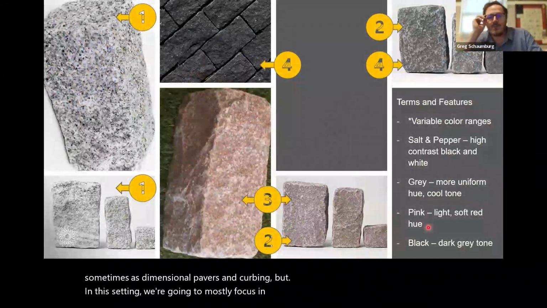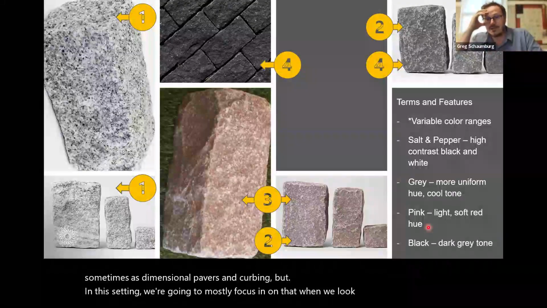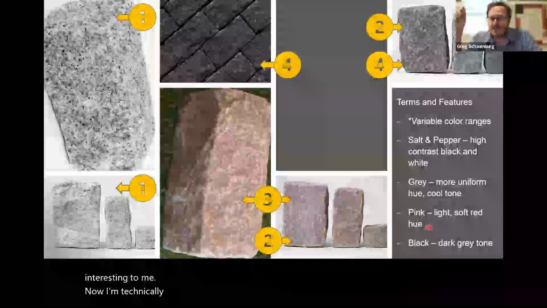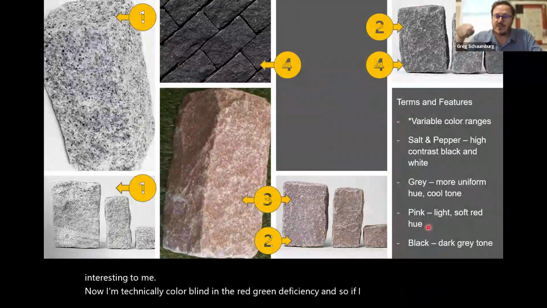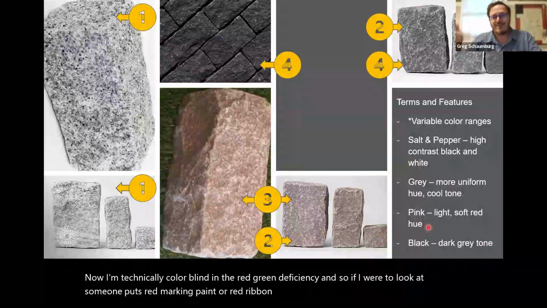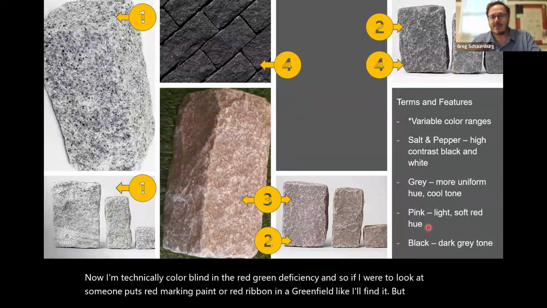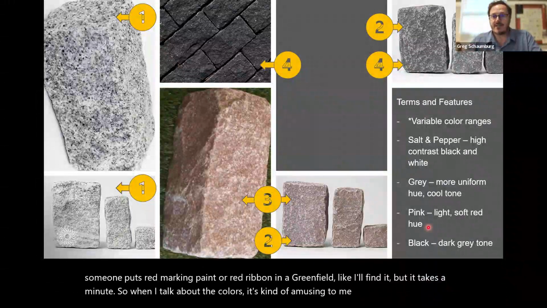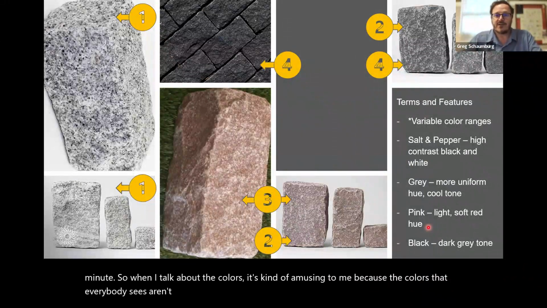When we look at color ranges, it's interesting to me. Now, I'm technically colorblind, with a red-green deficiency. So if someone puts red marking paint or a red ribbon in a green field, I'll find it, but it takes a minute. So when I talk about the colors, it's kind of amusing to me because the colors that everybody sees aren't necessarily the colors that everybody calls it.